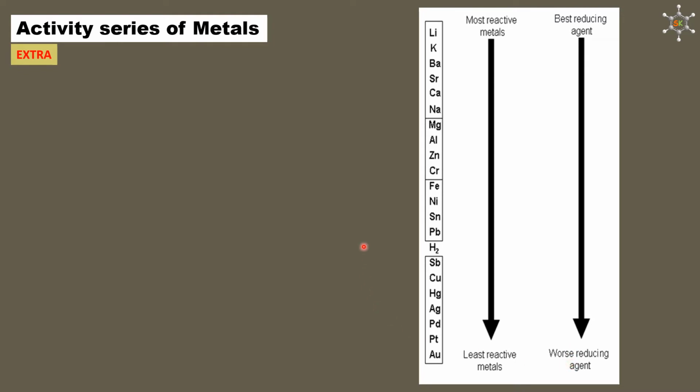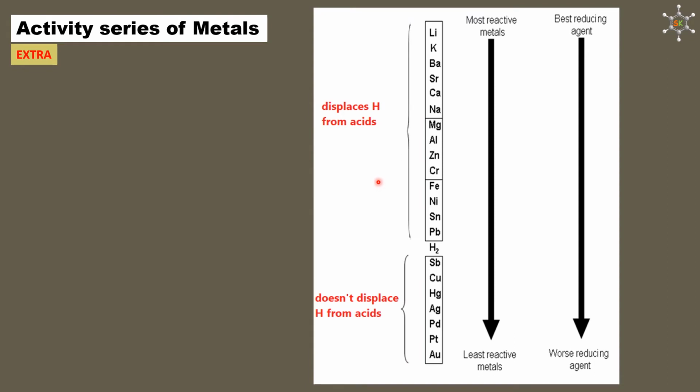Among these metals, only the metals which are above hydrogen in the reactivity series are capable of displacing hydrogen from acids. Metals which are below the reference, that is, below hydrogen, are not capable of releasing hydrogen from acids.